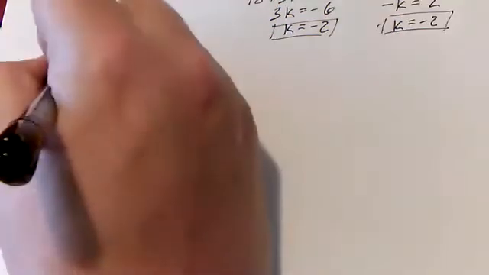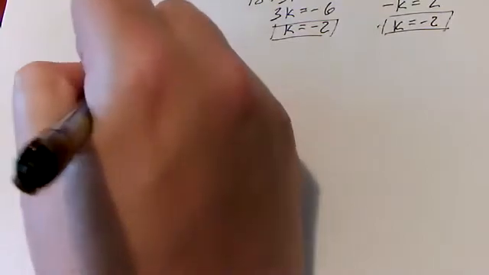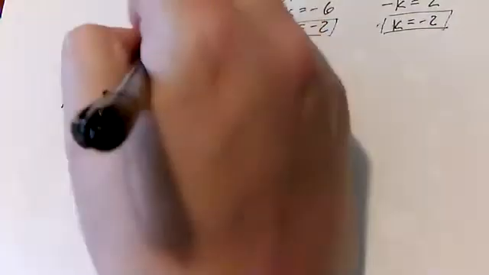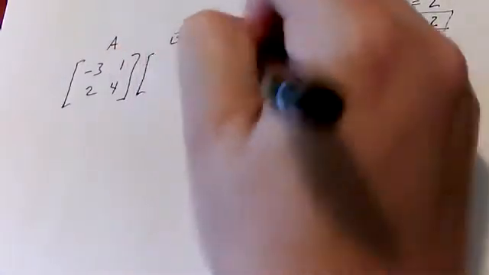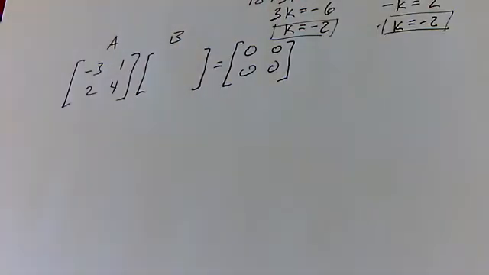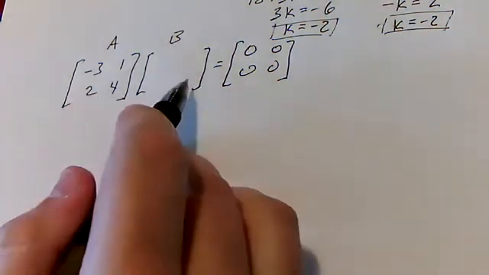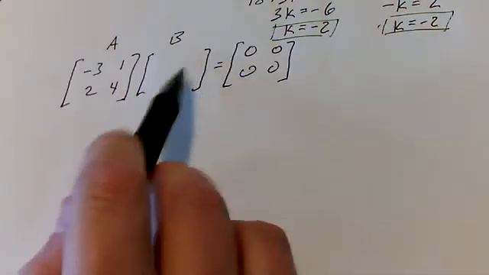Another thing you might be asked is, let's say I have a matrix A, -3, 1, 2, 4. We'll call that matrix A. And it's multiplied by a matrix B to get the zero matrix. So I have AB is equal to the zero matrix. Again, 2 by 2 here, 2 by 2 here, and a 2 by 2 result. So pay attention to the dimensions, make sure you take care of those. I don't know what the components of B are.